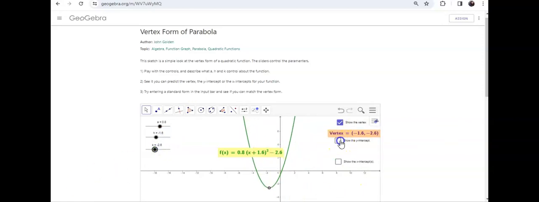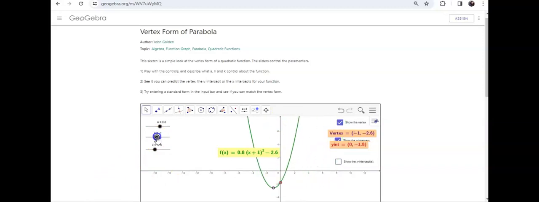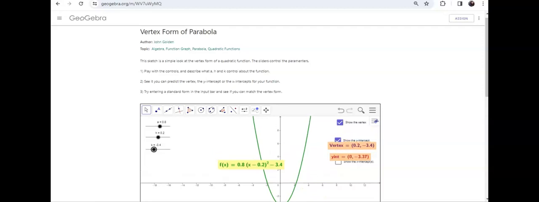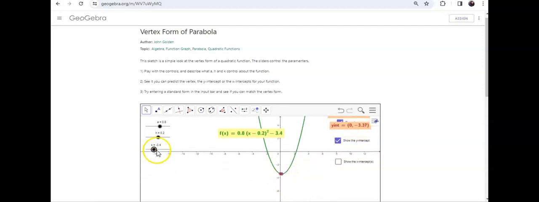Let's show the y-intercept. This is where the graph intersects the y-axis. You can see this red hollow circle here. This is where the parabola intercepts the y-axis. This is the y-intercept. It changes when we change k or h, so it shows where the graph intersects the y-axis.